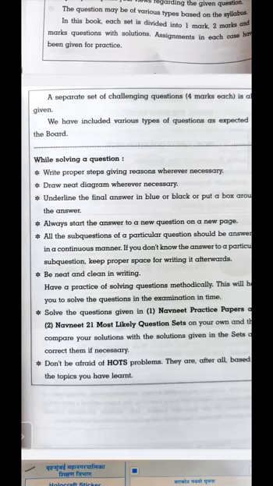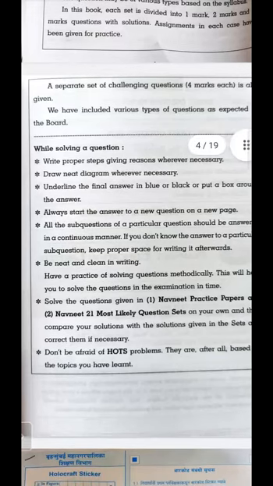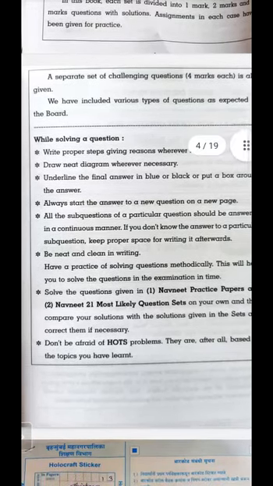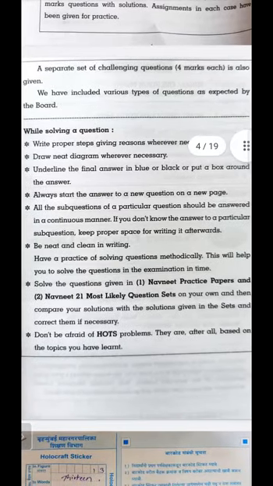If you don't know the answer to a particular sub question, keep proper space for writing it afterwards. So the same question's sub questions will be solved at a time on one page. If you don't know the answer, leave the place for it. Be neat and clean in writing. Have a practice of solving questions methodically. This will help you solve the questions in the examination in time.